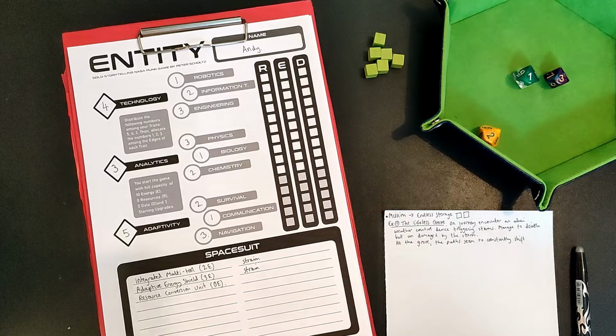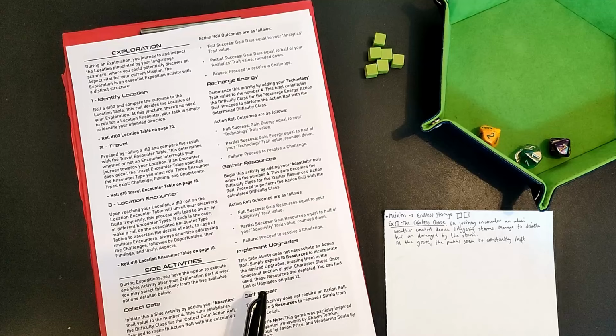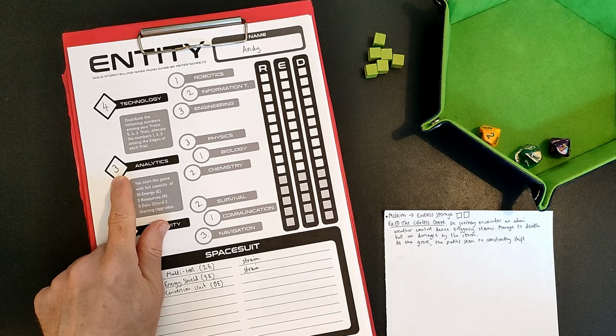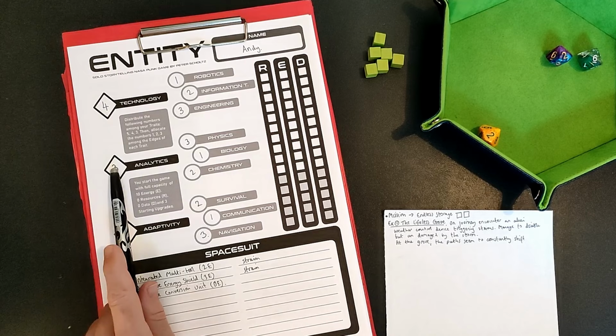To finish the round, we need to do one of the side activities. I think I'm going to go for data collection because I have learnt that data is very useful. So what we have to do is add our analytics trait to the number 4. So that gives us 7, and that's the difficulty class for the collect data action roll. So we've got to roll 7 or less, and we've done it. Fantastic. All right, bit of luck. So that means we get our analytics score in data.